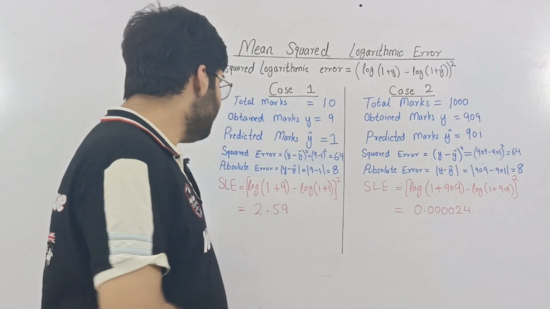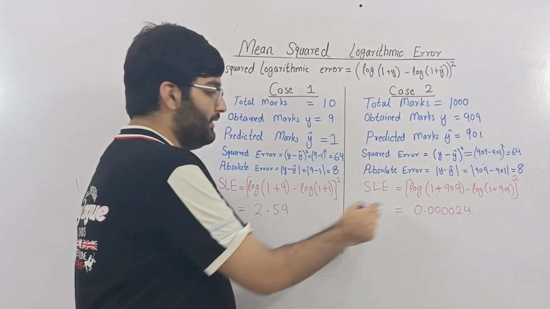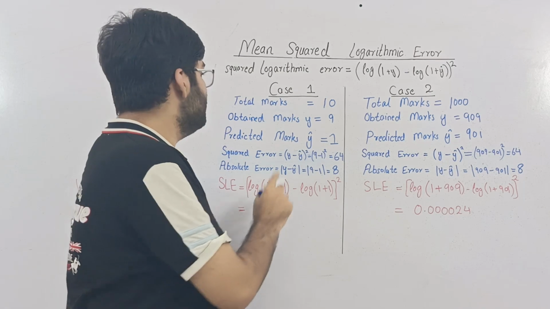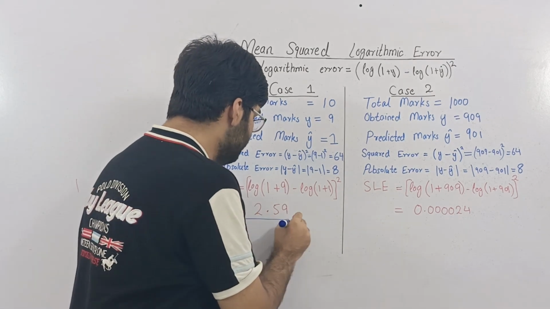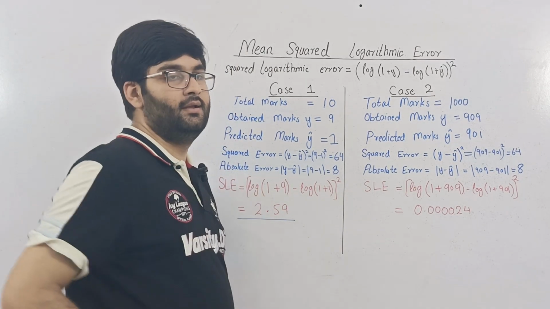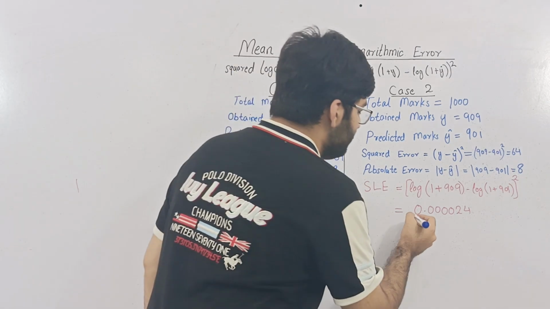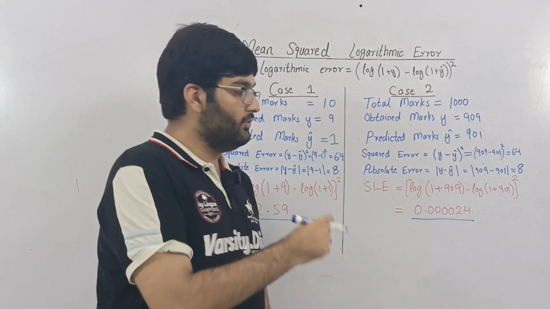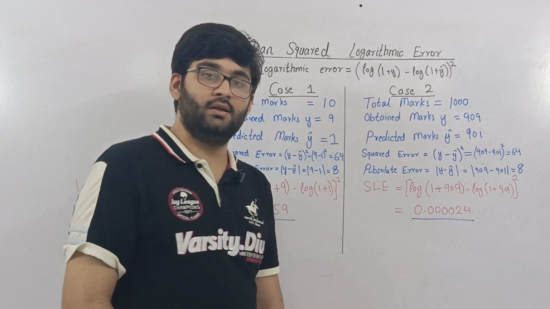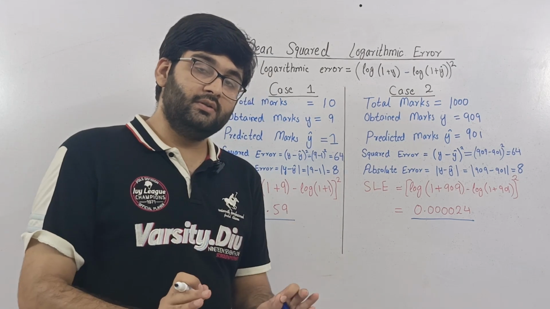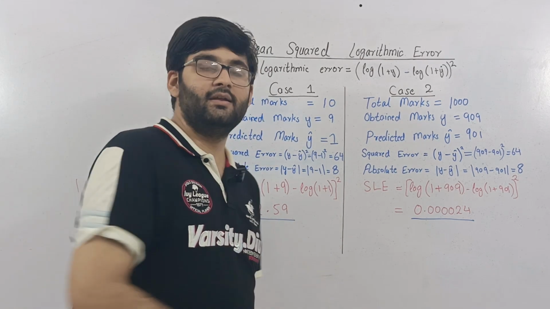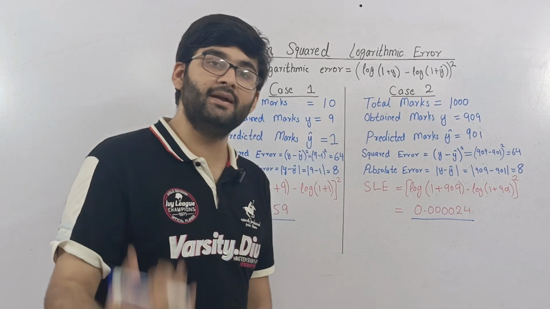Now, when we calculate the logarithmic error in both cases, the logarithmic error in the first case is 2.59, whereas in the second case it is minimal, which is 0.024. So, logarithmic squared error is performing much better here.